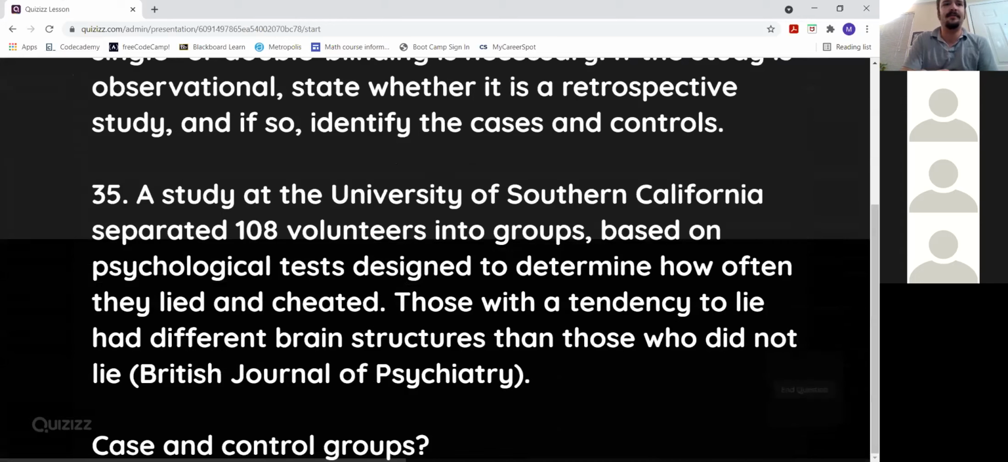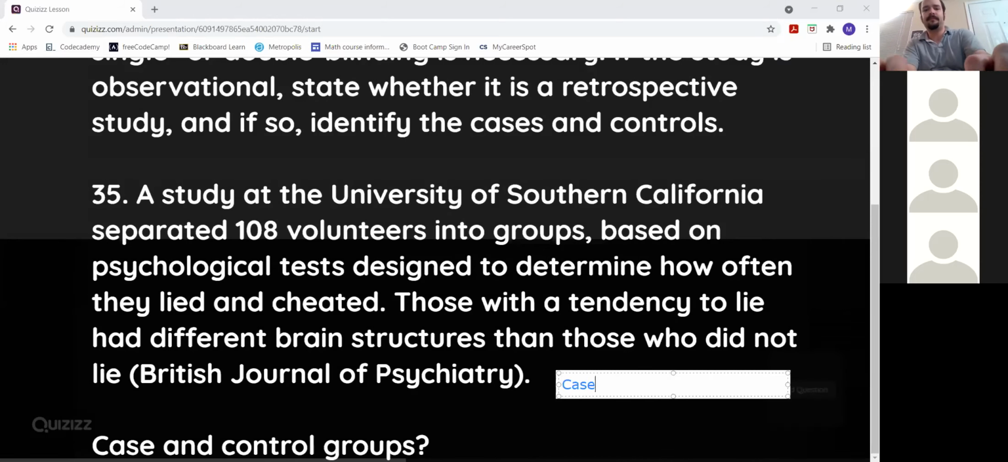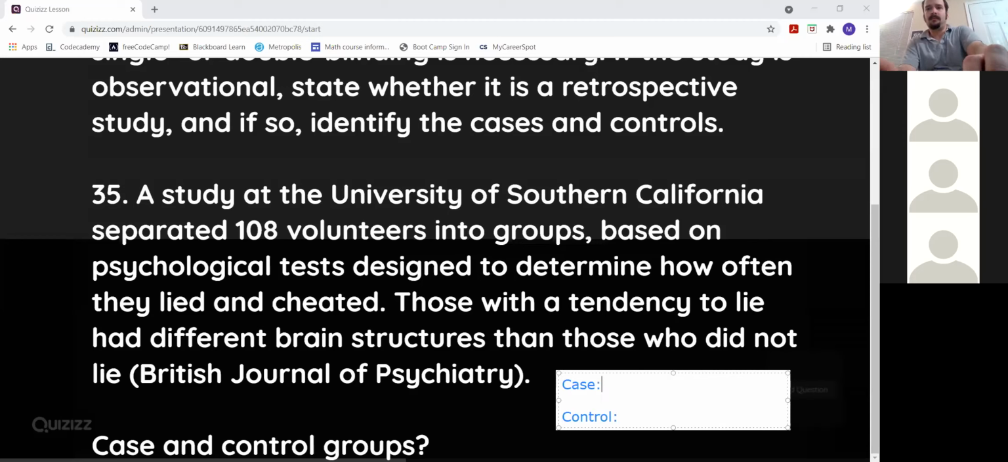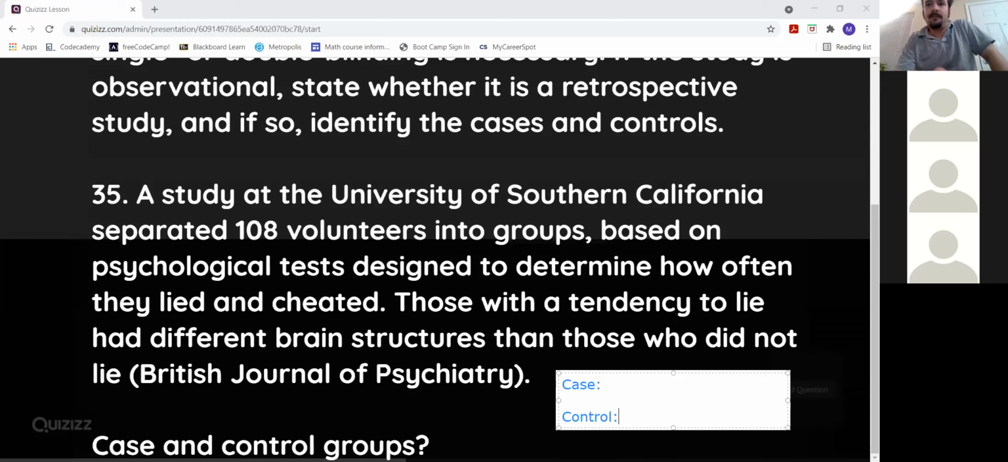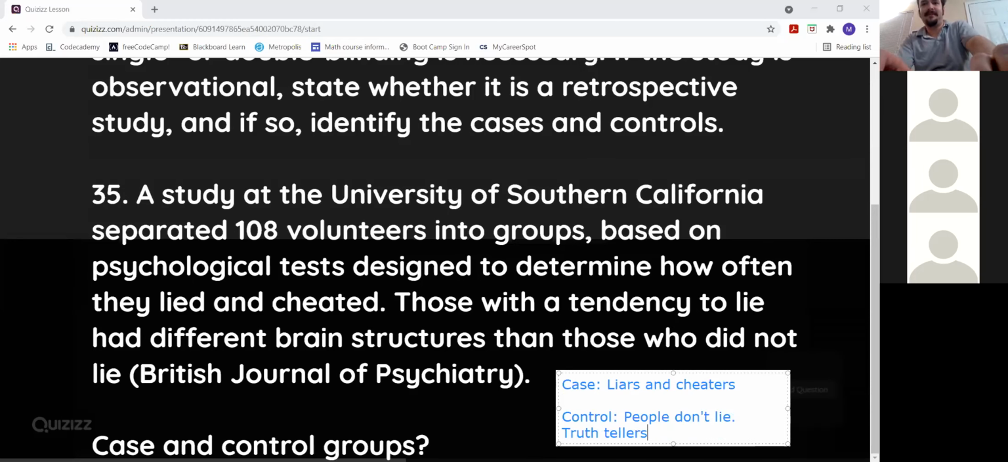So I think the next thing we want to do is case and control groups. Case versus control. So what group would be the case group? What group would be the control group in this situation? The liars. Yeah, these are your liars, right? Liars and cheaters. These are the people that don't lie. Truth tellers. What do you even call them?